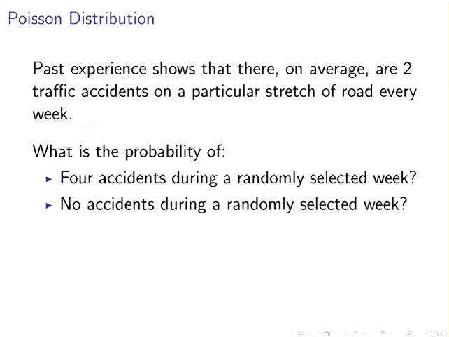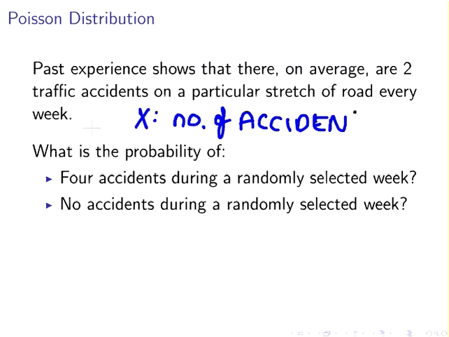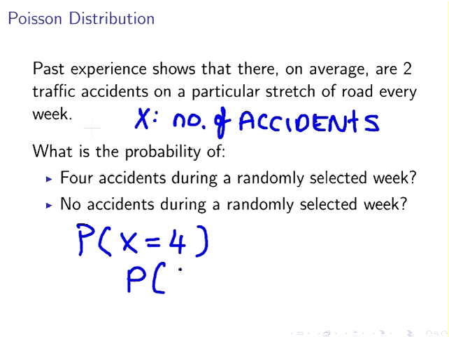Well, here X is going to be the number of accidents, and we're interested in the probability of X equal to 4 and the probability of X equal to 0. So just take a moment there to see how what I've just written at the bottom matches to the 2 questions that were being asked.